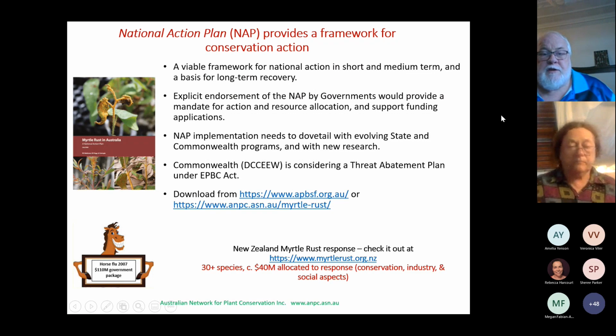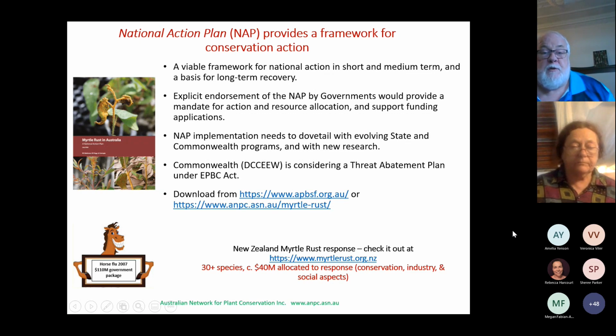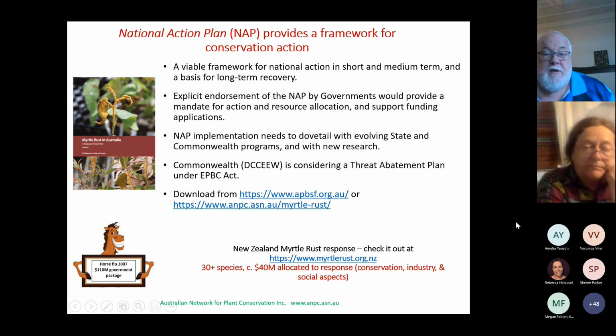It's worth also having a look at what's happening in New Zealand, which has been very active on myrtle rust. They've only got 30 species of Myrtaceae, as opposed to our 2,200 odd. And they've only had it since 2017, but they've thrown about $40 million at it to date and have a pretty comprehensive response program underway. And it's worth contrasting also, of course, with agricultural diseases. So horse flu back in the 2000s got $110 million with no questions asked, whereas environmental threats of this sort tend not to. Next slide.